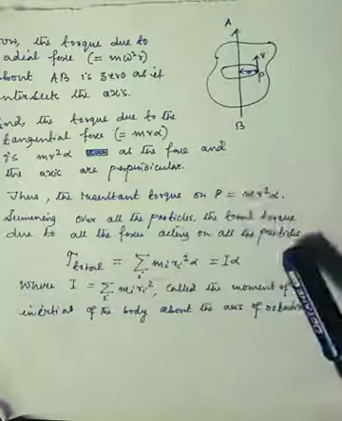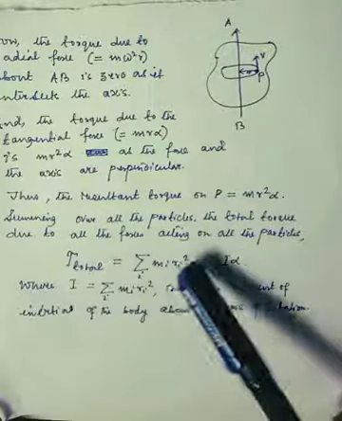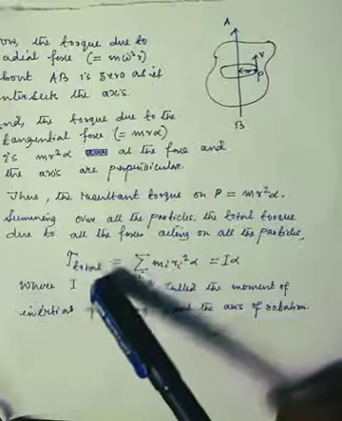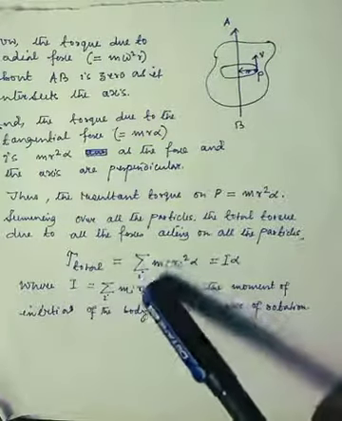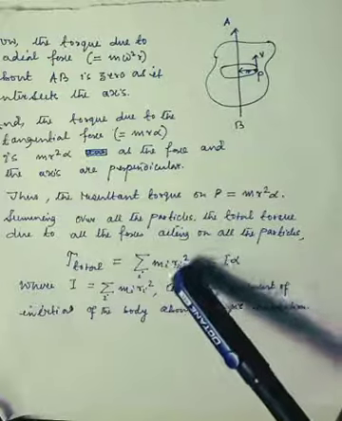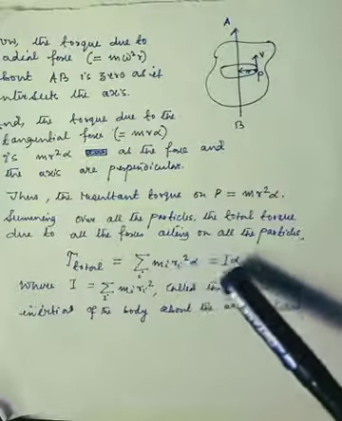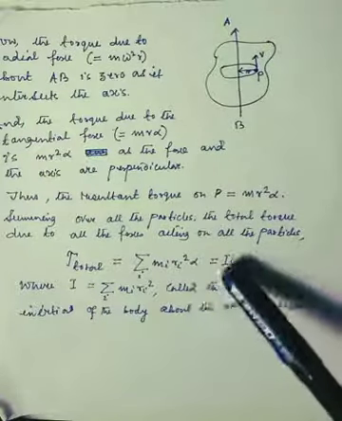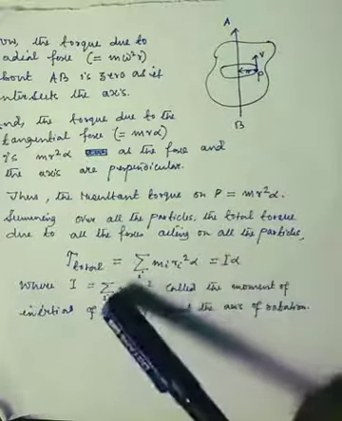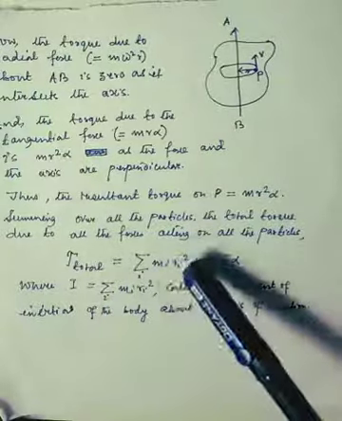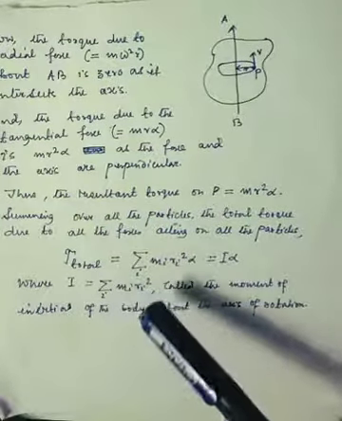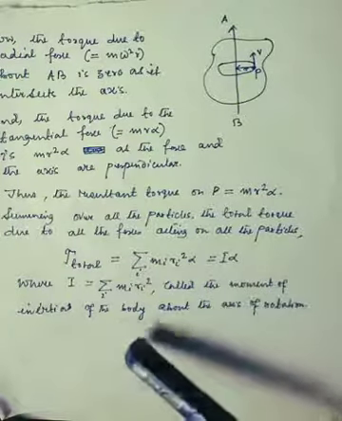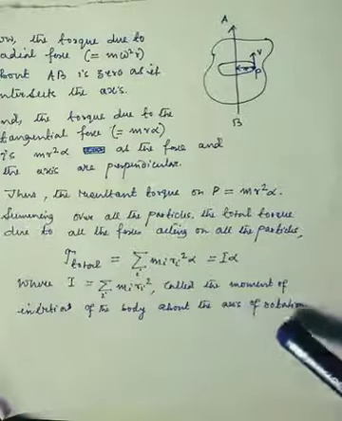Summing over all the particles of the rigid body, the total torque due to all the forces acting on all the particles, denoted by tau suffix total, is equal to summation over i of m suffix i r suffix i square into alpha, which is equal to I into alpha. Now what is this I? I is equal to summation over i of m_i r_i square, and this is actually called the moment of inertia of the body about the axis of rotation.